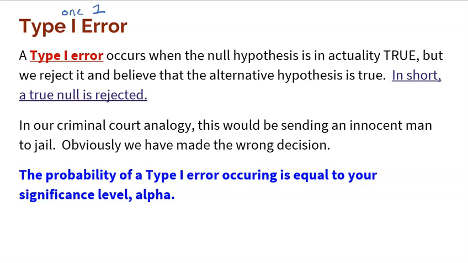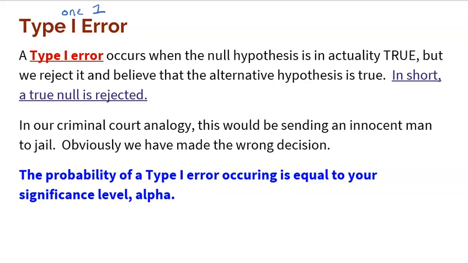Now, a type 1 error occurs when the null hypothesis is in actuality true, but we reject it and believe that the alternative hypothesis is true. In short, a true null is rejected. So in actuality, the null hypothesis is really true. So the error is that we reject it, that's wrong, and we believe the alternative is true. So if we go back to the criminal court analogy that I've been using in the last couple of videos, this would be sending an innocent man to jail. Obviously, we've made the wrong decision.